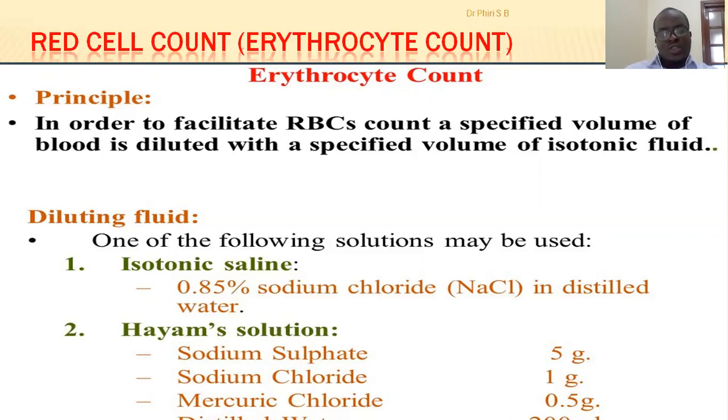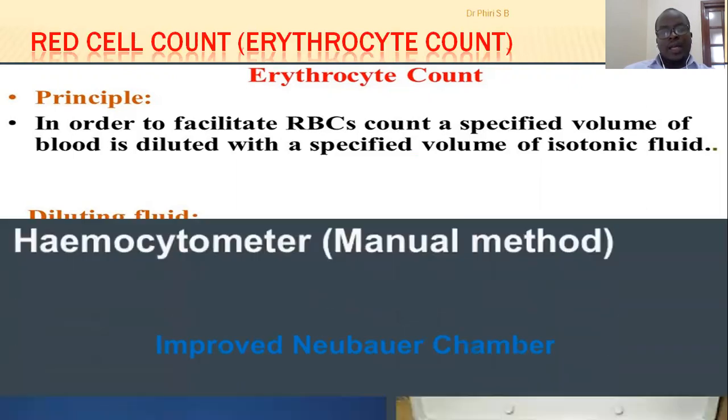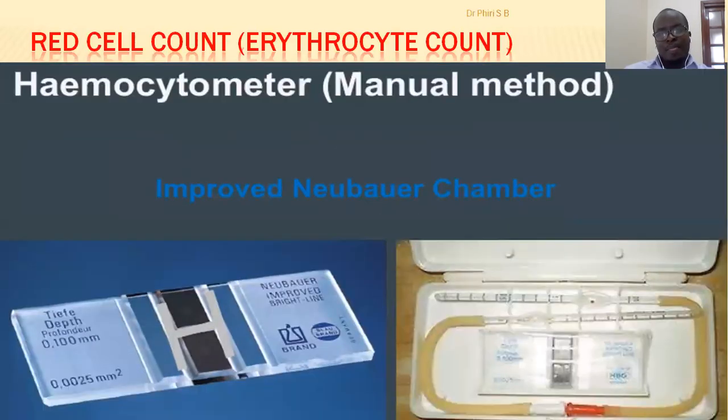This Hayem's solution is a combination of these substances. You have sodium sulfate, sodium chloride, mercuric chloride, and distilled water. So you combine these, you have a solution that you can use to dilute your whole blood so that you are able to count.